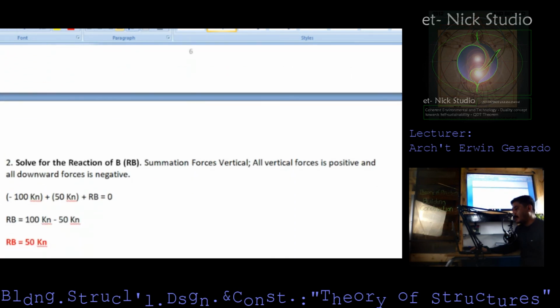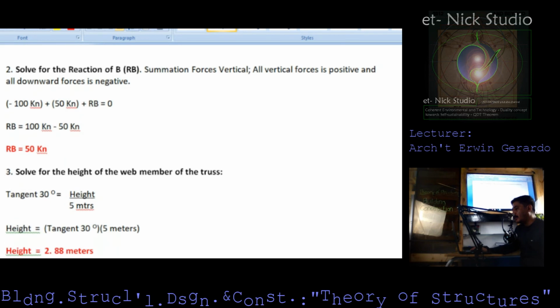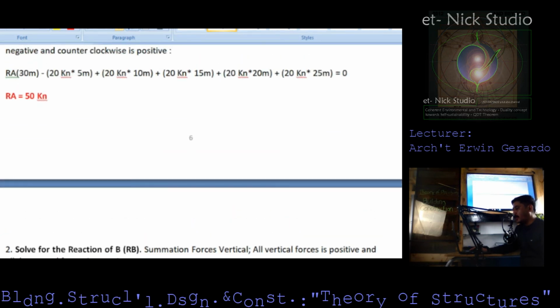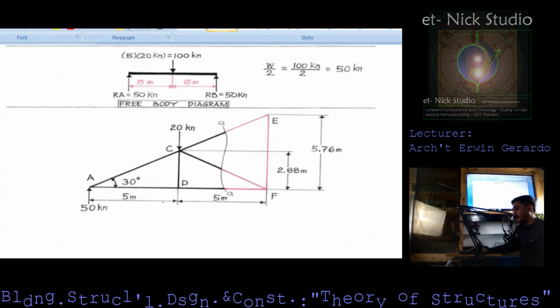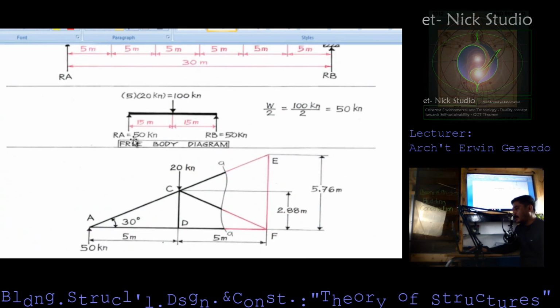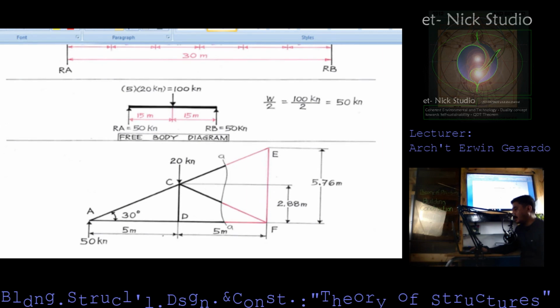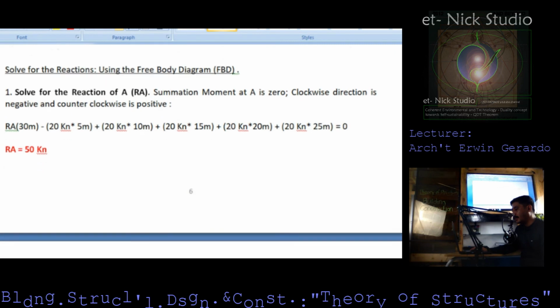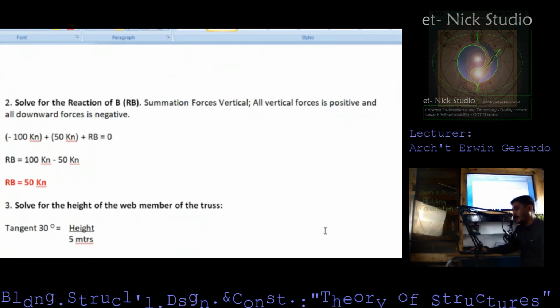So solve for the reaction of B. Summation of forces vertical. All forces vertical is positive and all downward forces negative. So therefore, force of B, 100 kilonewton, which is actually the load here, minus 50 kilonewton. Therefore, R of B is 50 kilonewton. This is how we were able to solve for R of B.